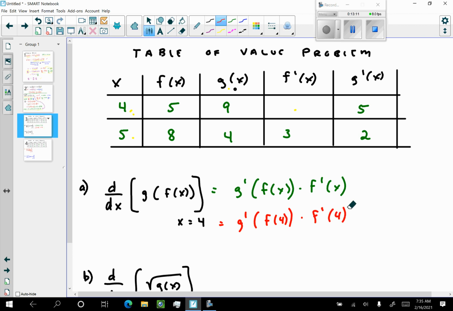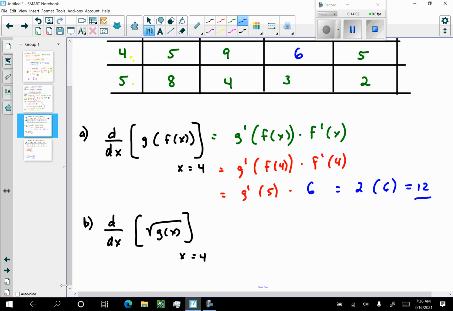We're going to be able to find these values in the table. f of 4 is 5, so this is g prime of 5. What's f prime of 4? I must have erased it. It was 6. f prime of 4 is 6. What is g prime of 5? g prime of 5 is 2. So this is 2 times 6, and the final answer is 12. So the derivative of g of f of x at x equals 4 using the table of values is 12. Let's do another one of those. I'll actually do 3 more. Here I have the derivative of the square root of g of x at x equals 4. Let's find the derivative of the square root of g of x first.